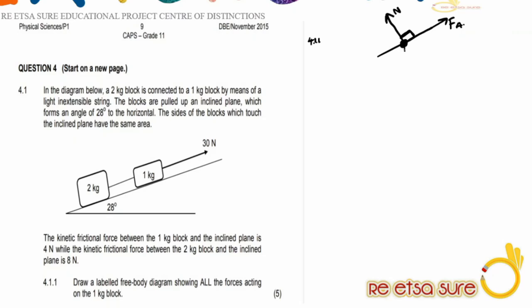And then number 3, I must also have Fg, which is our weight. And then number 4, let me have my tension. For the 1 kg block, the tension is facing downwards. So here is my tension. And then how many forces? 1, 2, 3, 4. And then I must remember that the frictional force is there. So I am going to have the Fk, which is the kinetic frictional force. Kinetic frictional force is the force that opposes the motion of an object.